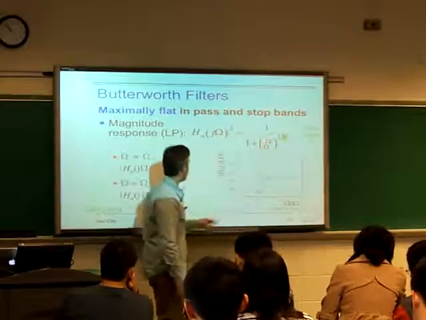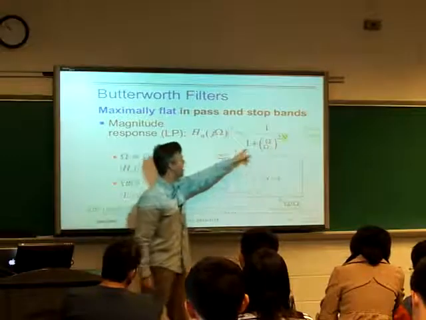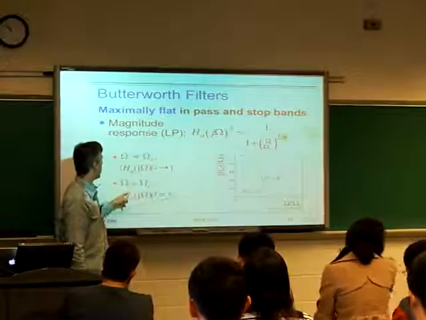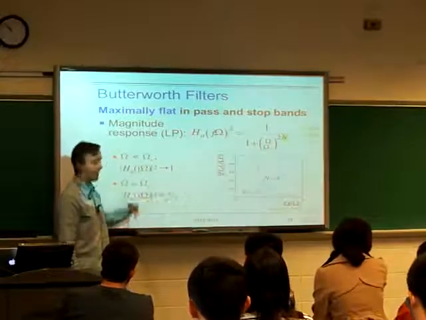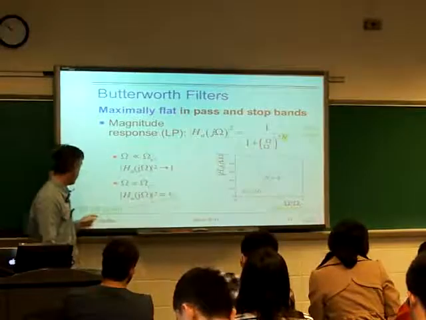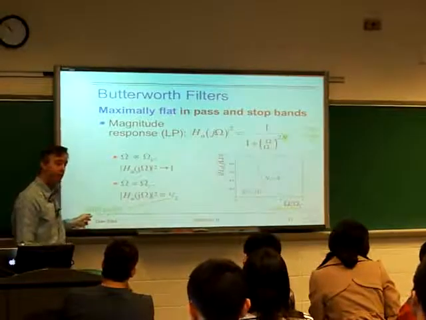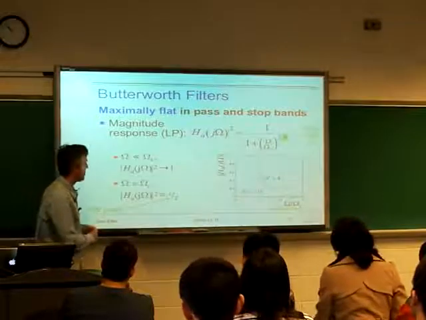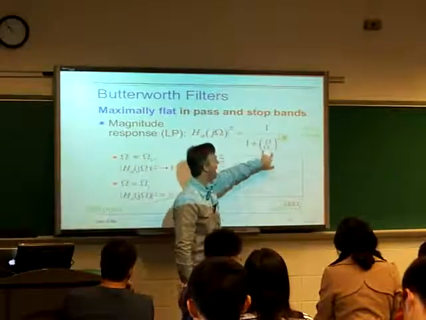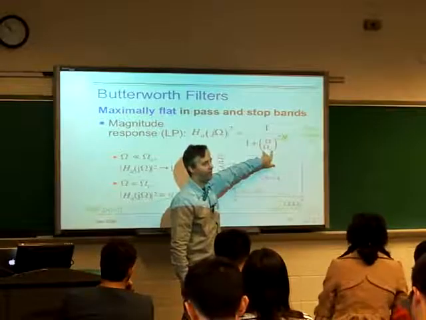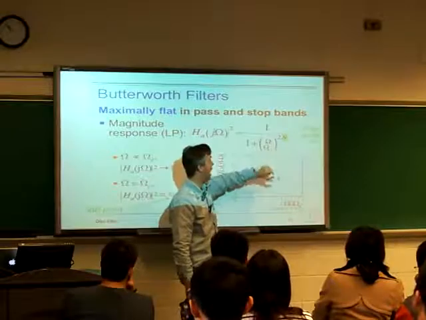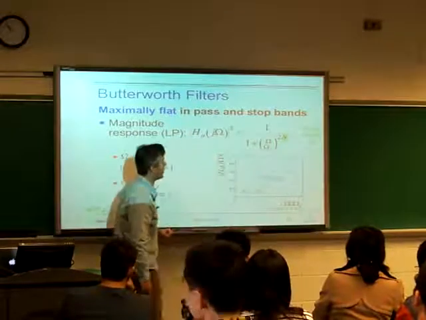Once we get to omega c, this thing is going to be 1 plus 1. So the magnitude squared is going to be a half, meaning the magnitude is 1 over root 2, or this is the half power point, the 3 dB point that we spoke about when we talked about filter cutoff frequencies. And so, by defining it in this way, we already have one of our favorite reference points, the 3 dB cutoff frequency, as the parameter in this equation.